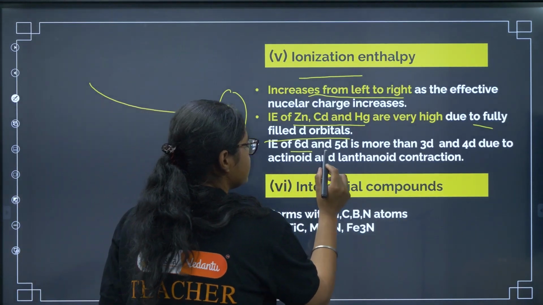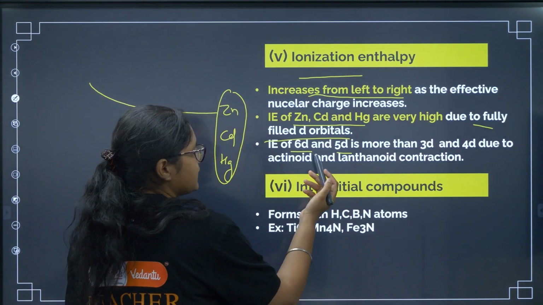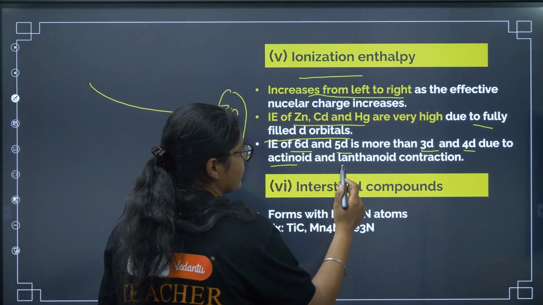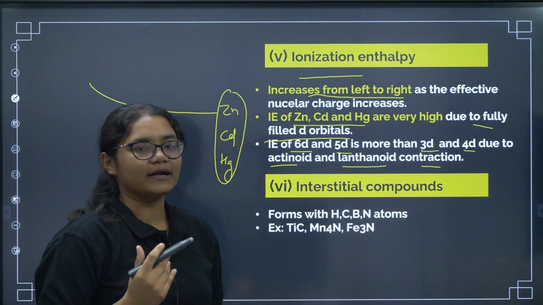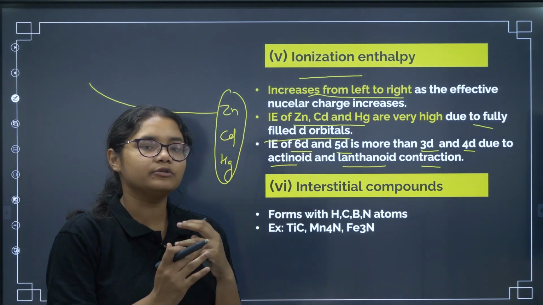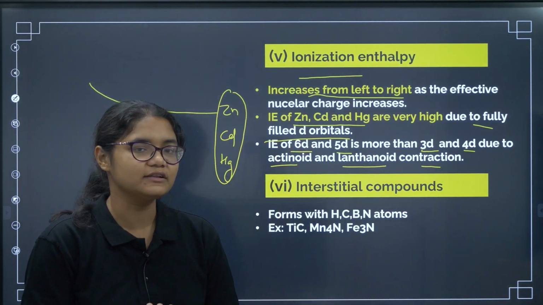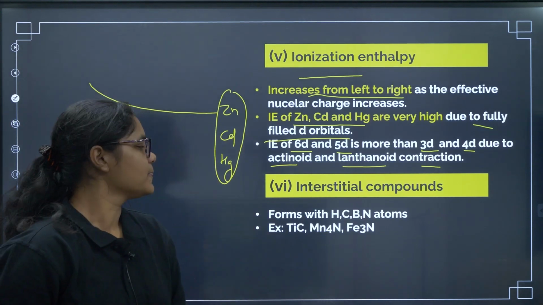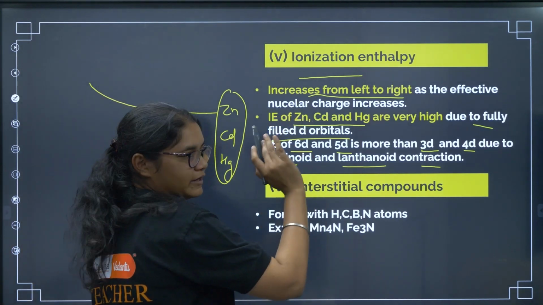Now the ionization energy of 6d and 5d is more than 3d and 4d due to the actinoid and lanthanide contractions. The actinoid and lanthanide contractions start from 5d and 6d. Due to this, there is more effective nuclear charge, and as a result ionization enthalpy further increases. So these are the different trends.